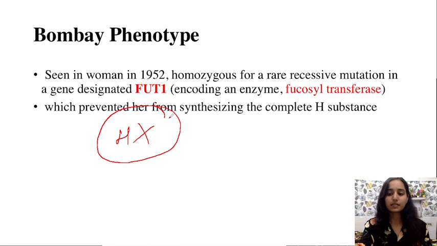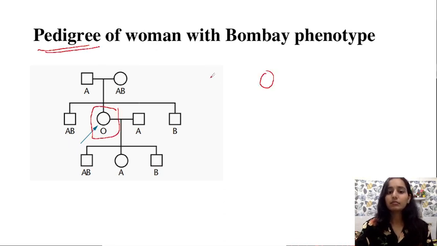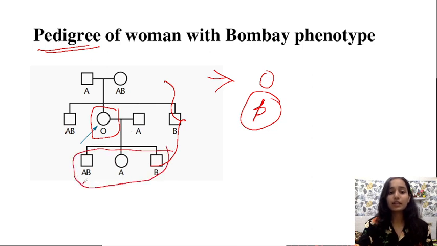So it was seen that this woman was actually carrying the phenotype O, but genetically she was B. It was seen through this pedigree that her offspring also had B, and she was just predicted to be O, but genetically she was not O, she was B.